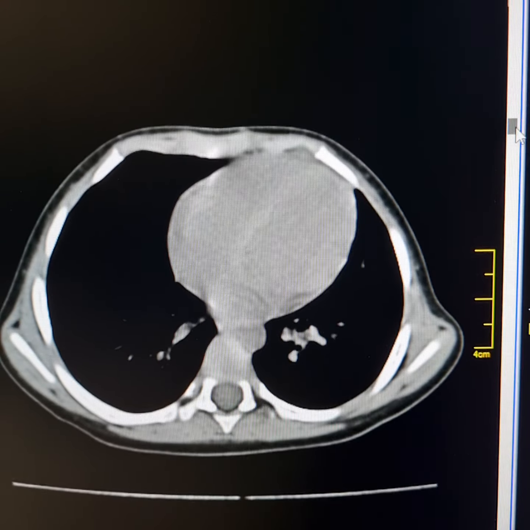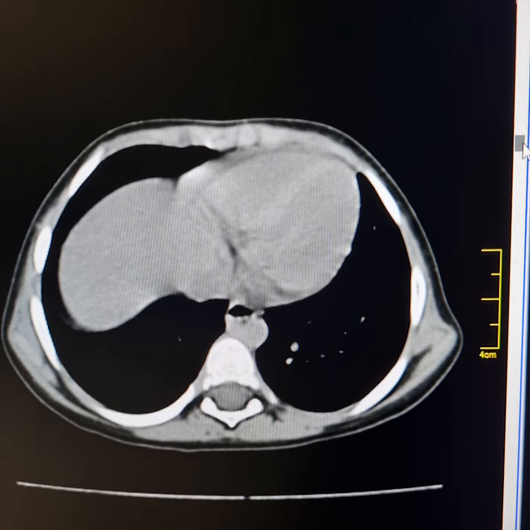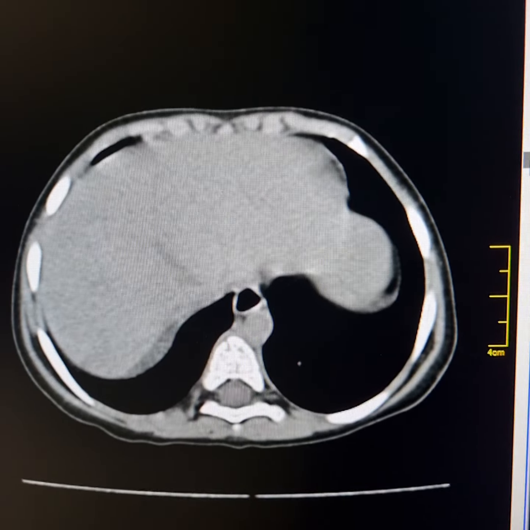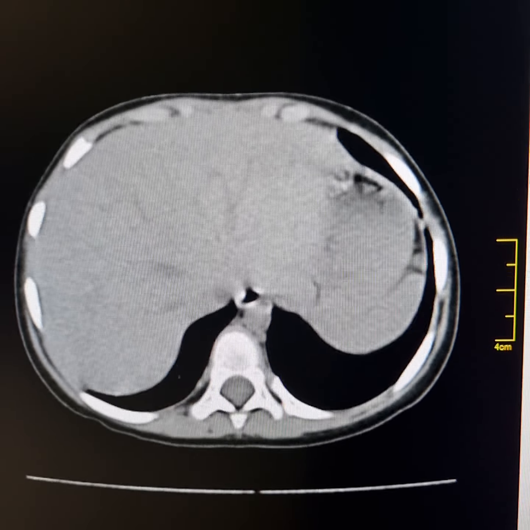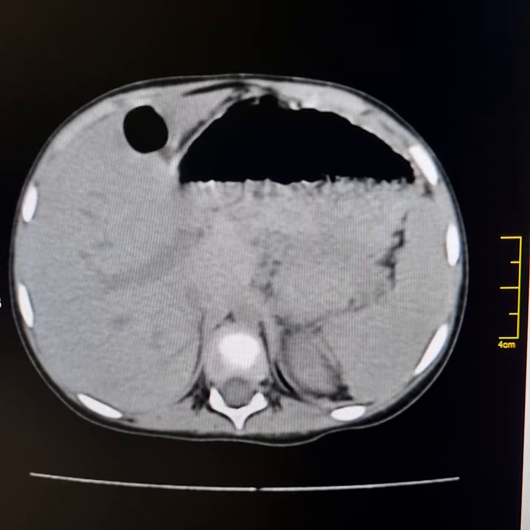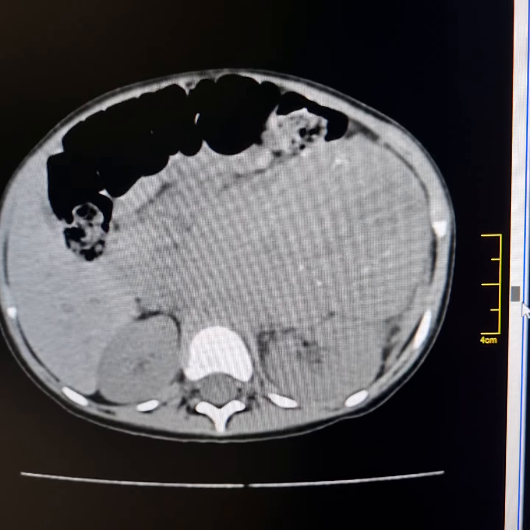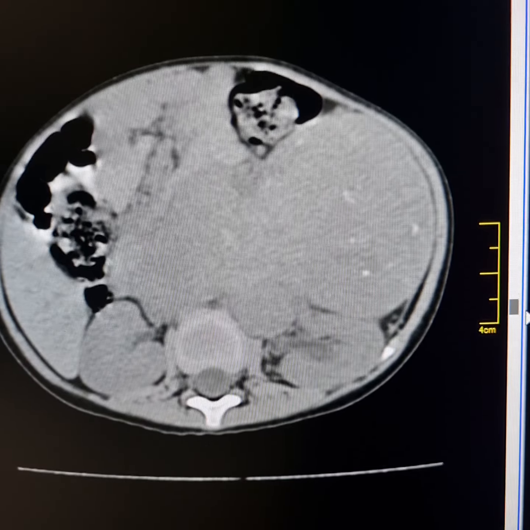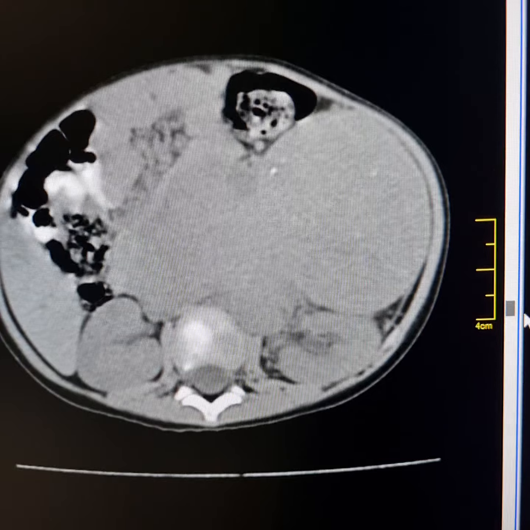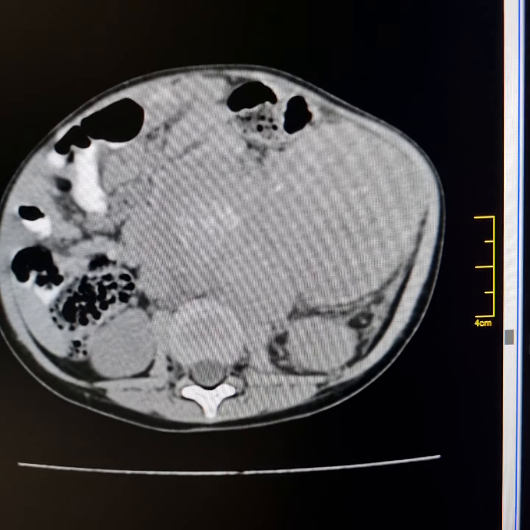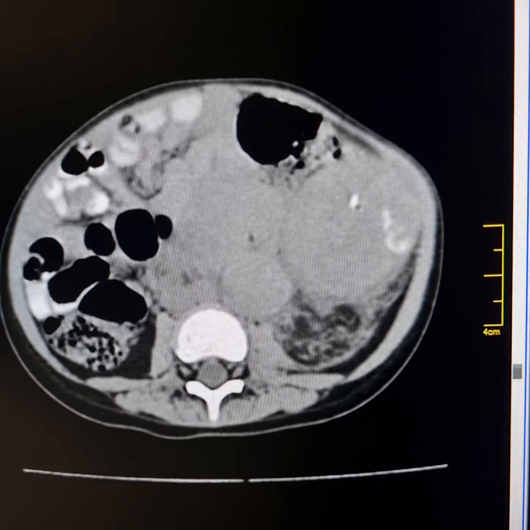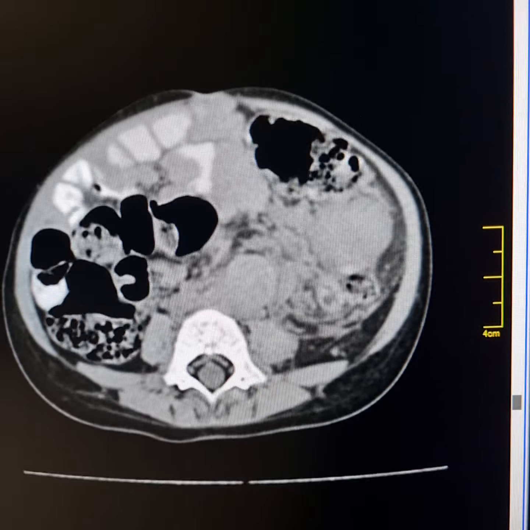The plain CT scan of the abdomen of a 3-year-old male baby who presented with a gradually growing painless mass in the left half of the abdomen. Now this is the mass here. Amorphous and nodular calcifications are present in the mass. It fills most of the left half of the abdomen.